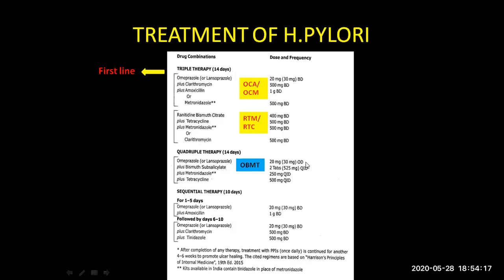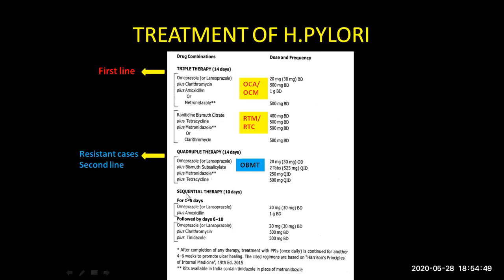Omeprazole, as usual, 20 milligrams once daily. Here you must remember they are not given BID, it is not uniform. So here omeprazole is given OD, bismuth subsalicylate 525 milligrams, 2 tablets QID, that is 4 times, metronidazole 250 milligrams QID, tetracycline 500 milligrams QID. So quadruple stands for 4 drugs. This is used only as a second line when there are cases resistant to the first line therapy.